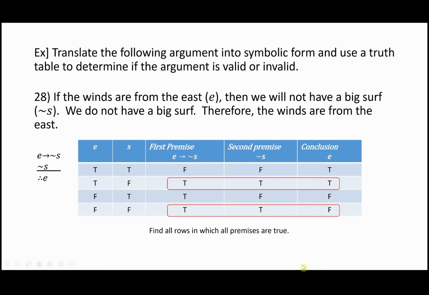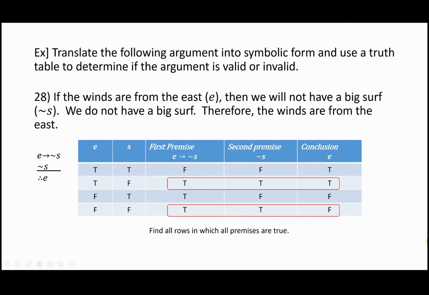Okay, so I'm going to go ahead and circle the first premise, second premise, and conclusion values of each of those cases. Okay, now that you have the cases highlighted that you want to look at, we're not going to look at the first row and the third row. Why? Because they have false premises. We don't care about those cases.